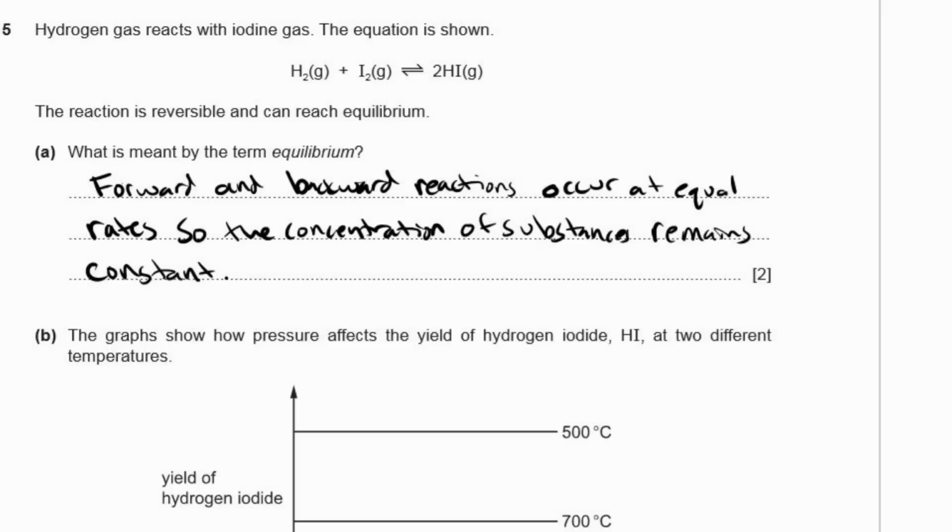Now the important word there is rates. The forward reaction is occurring and the backward reaction is occurring. It's not just that the substances remain constant. It doesn't look like any reaction is happening, but both reactions are actually happening at the same time, so everything looks like it's staying still, but it's not.